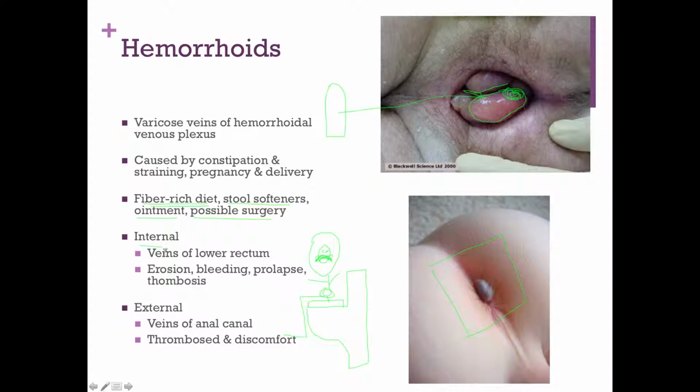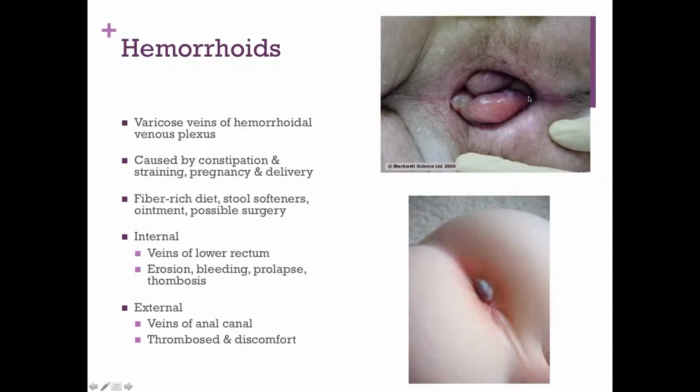The internal ones, like you see here, can erode really easily because they're close to the external environment. There's feces going past them. That means they're likely to bleed. They can prolapse. That's what you see here. They're physically moving out of the rectum. That's called a prolapsed hemorrhoid. And then, like you saw here, there's a blood clot. That's called a thrombus.